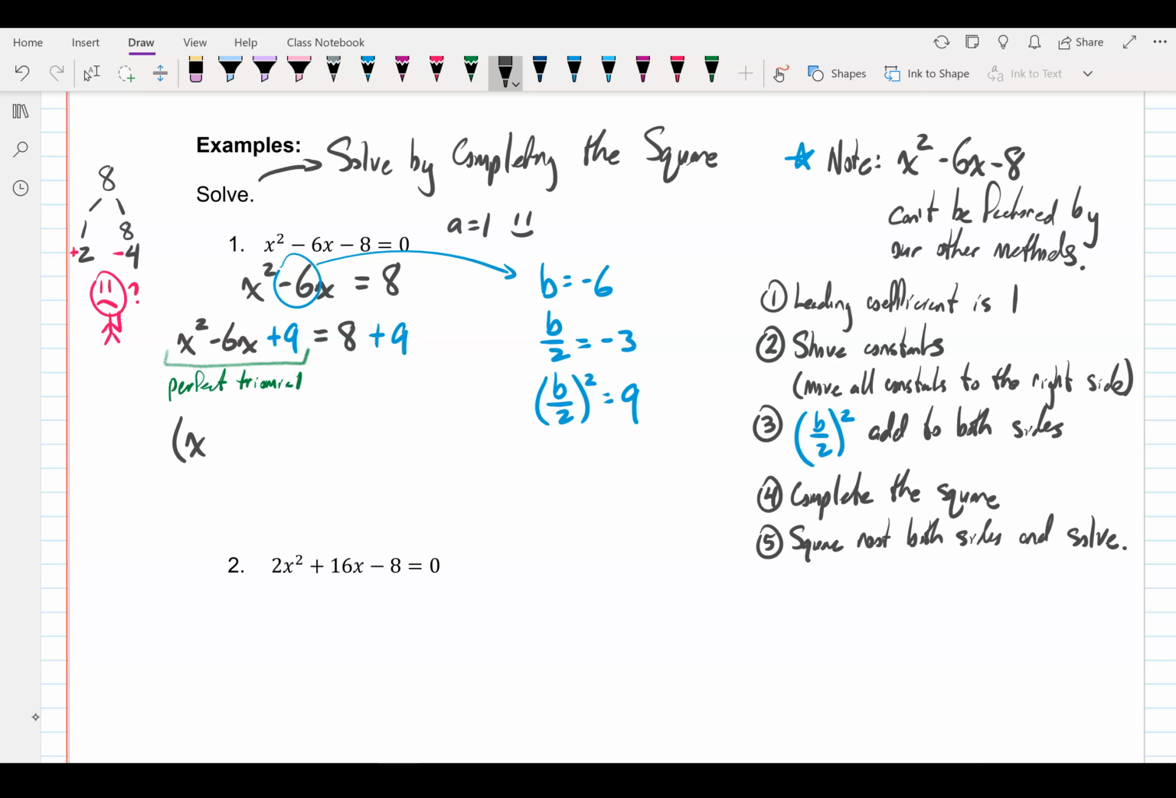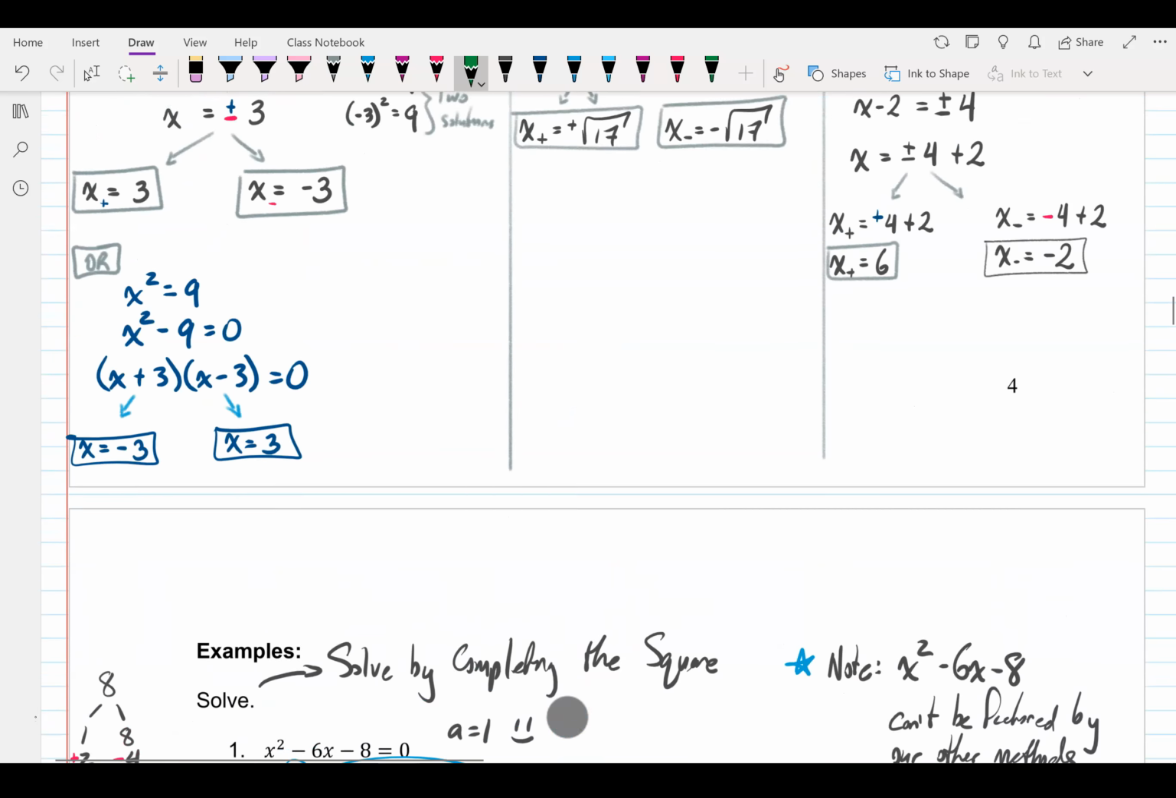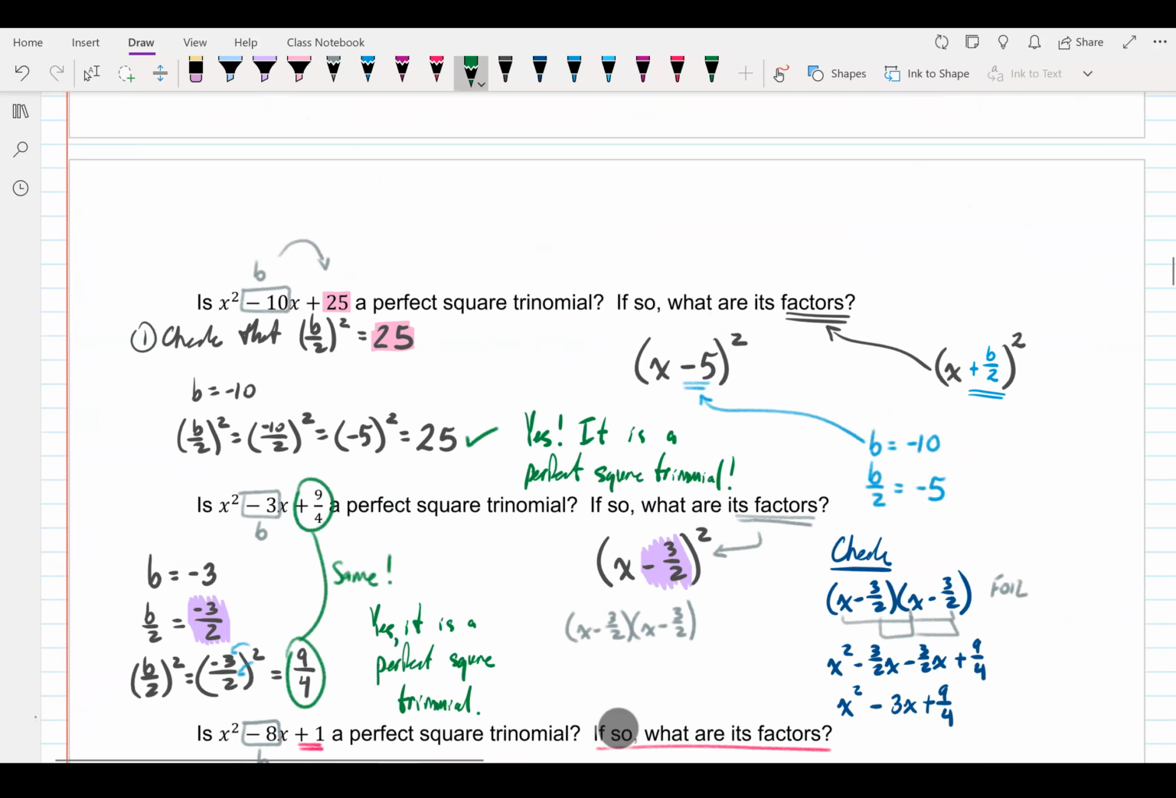Take x, put that number there, minus 3, all squared. That's my whole left side. That perfect trinomial can factor down into that. Now, before you freak out and say, wait, sir, I really don't know what's going on here, well, let's go back. I'll show you when we did that.